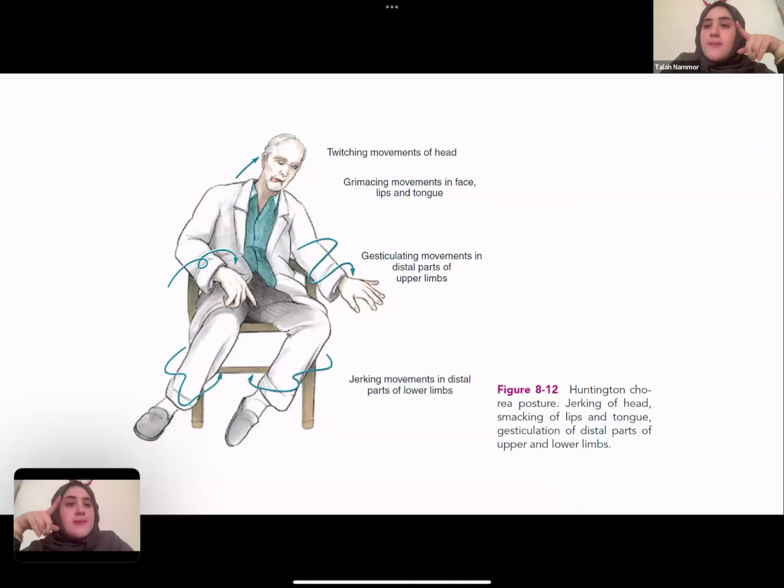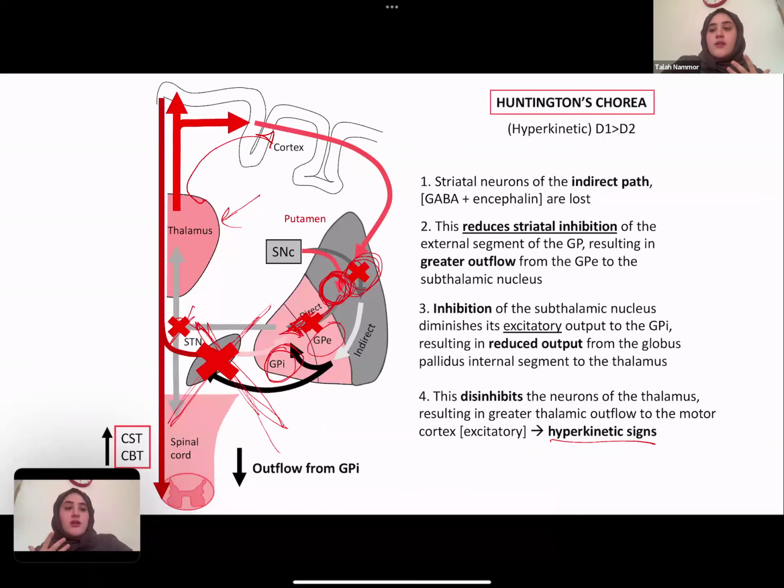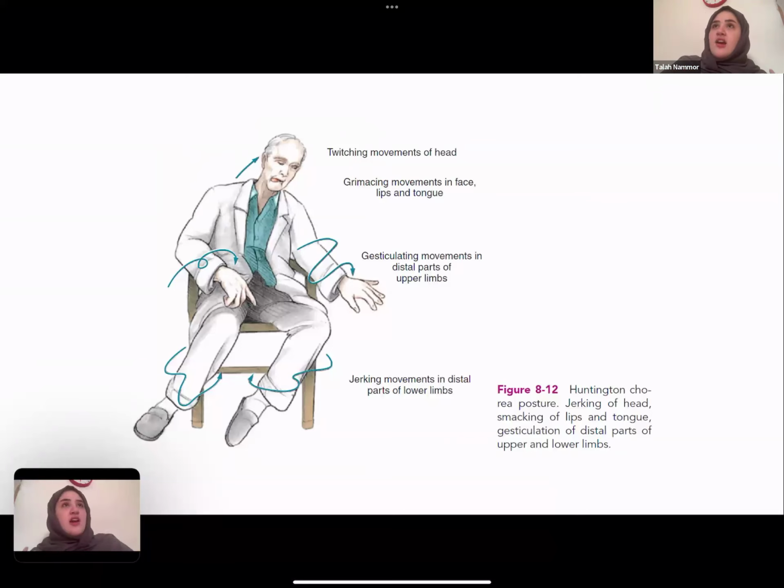I think this is the opposite. In Huntington, we have grimacing movements in the face, lips, and tongue. But in Parkinson, we have a mask-like facial expression, so they're not able to express anything, and it's hard to initiate movement. In Huntington, we have an over-expression of movement. I think it's clear. Is it clear?